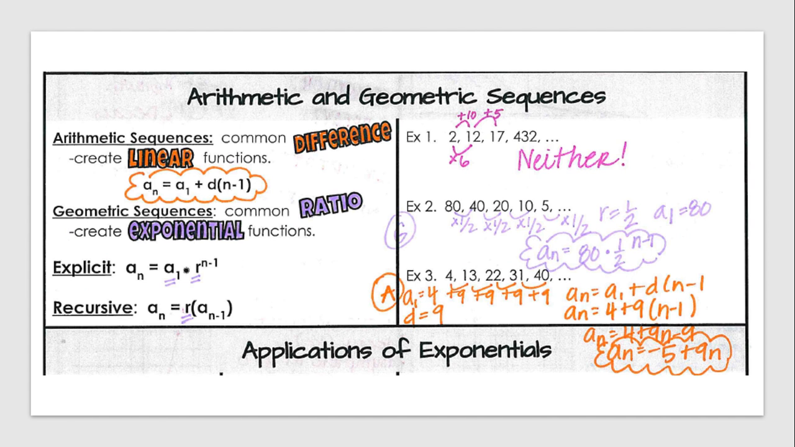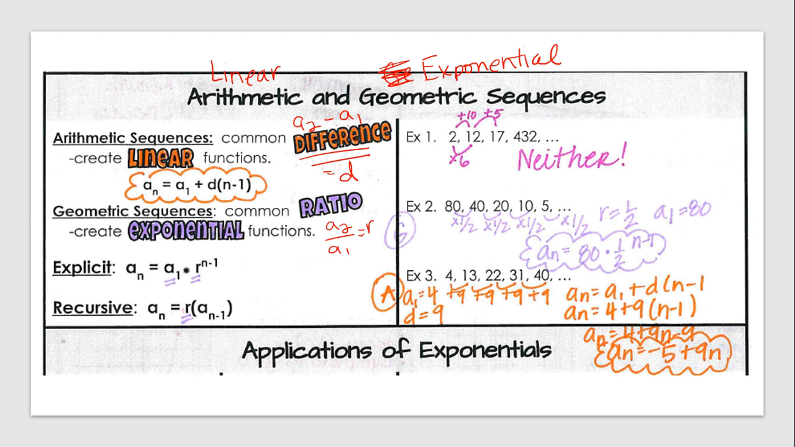All right, arithmetic and geometric sequences. Arithmetic sequences are actually linear. So this would be a linear function. These geometric ones are exponential. Arithmetic sequences have a common difference. That's that d value. That's when we take our second term and subtract our first term to find our d. And geometric sequences have a common ratio. You're going to take your a2 and divide it by your a1 to get your r value.